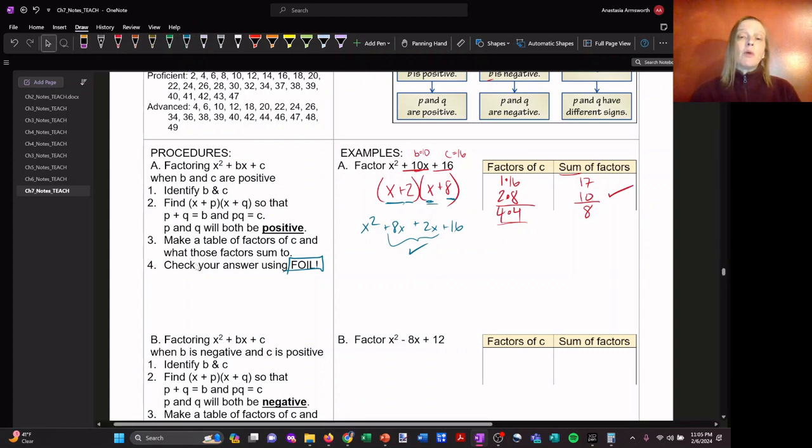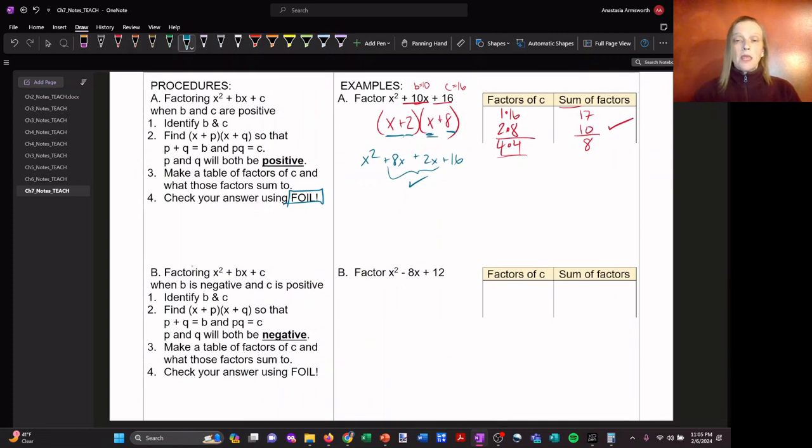Let's do an example where B is negative and C is positive. So my B value here is negative 8, and my C value is positive, C equals 12. We're really doing the same strategy here. It's just that this time my P and Q values are both going to be negative. Two negatives, when I multiply them together, create a positive. And then when I add those two negatives together, I'm going to get a negative number.